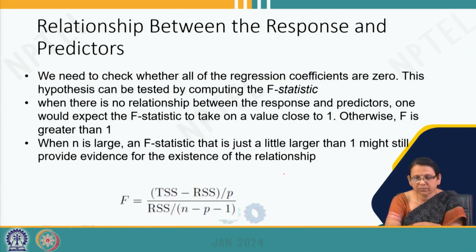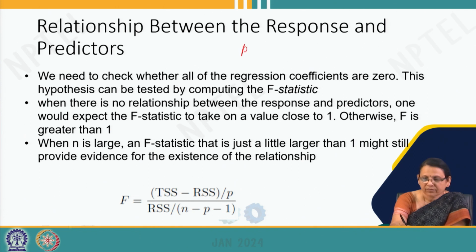Now, the relationship between response and predictor. How do we find whether the regression coefficients are 0 or not? So, how many regression coefficients were there? Beta 0, beta 1 up to beta p.